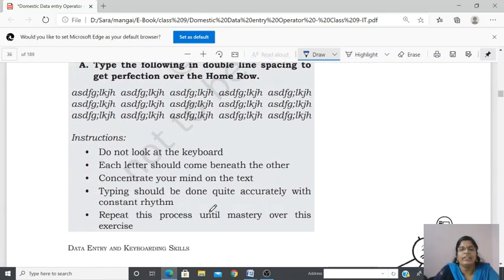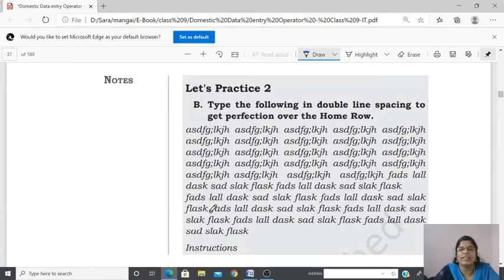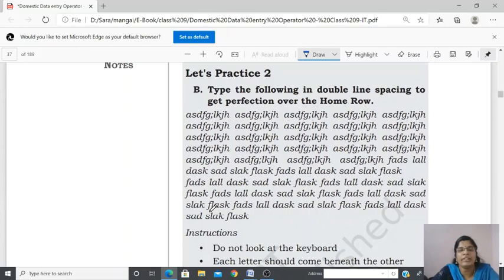Then the next practice exercise. Once you get hands-on practice on the second row, that is the home row or middle row, practice this again with double line spacing, and after that write words like DASK and SAD. These are the things you have to write. See, all the letters are from the home keys only. Using only home keys, you should be able to switch between the fingers.